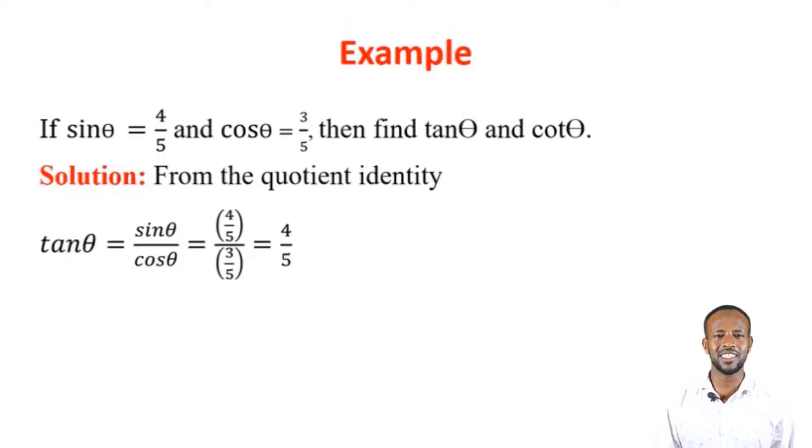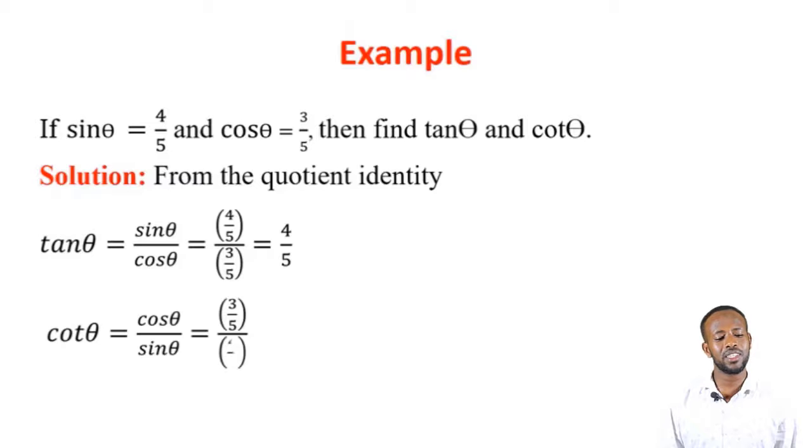What about cotangent theta? If we have tan theta 4 over 3, what do you think cot theta is? It will become 3 over 4, isn't it? Now again, cot theta is equal to cos theta over sin theta, 3 over 5 divided by 4 over 5, this is equal to 3 over 4. How was it? It was interesting and simple, isn't it?